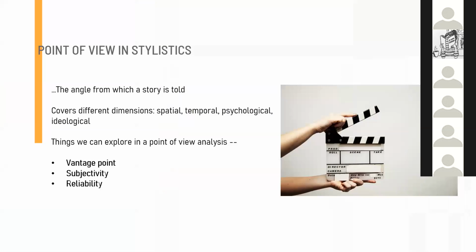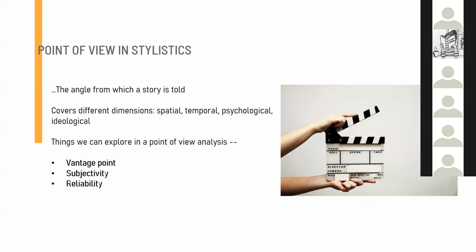First then, some brief context on what point of view actually is. Broadly speaking, we can say that point of view in fiction refers to the angle from which a story is told. A point of view analysis covers quite a few different dimensions, ranging from the physical to the more conceptual. We can talk about point of view in terms of space and time, and at the same time, we can also refer to someone's psychological or their ideological point of view.